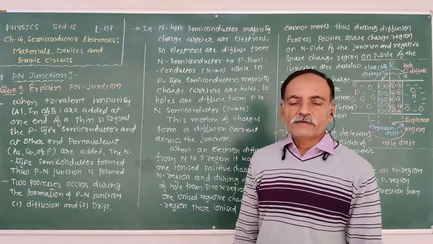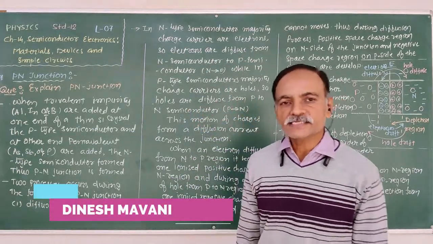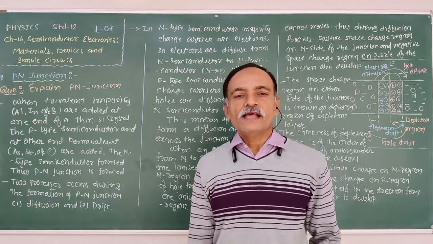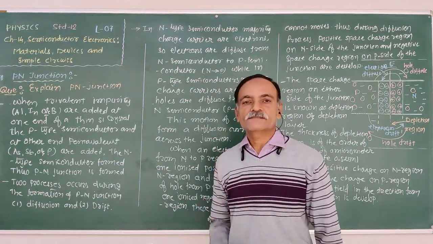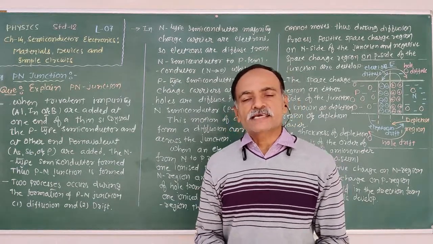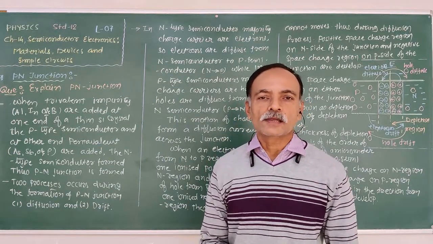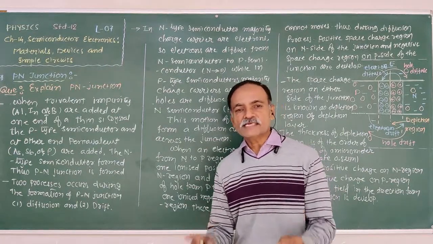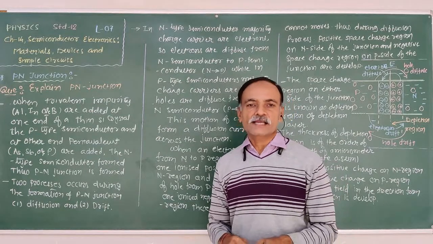Friends, already we discussed the intrinsic semiconductor and extrinsic semiconductor. That means the pure semiconductor and the extrinsic semiconductor: N-type semiconductor and P-type semiconductor. In N-type semiconductor, the majority charge carriers are electrons, while the minority charge carriers are holes. While in P-type semiconductor, the majority charge carriers are holes and the minority charge carriers are electrons.